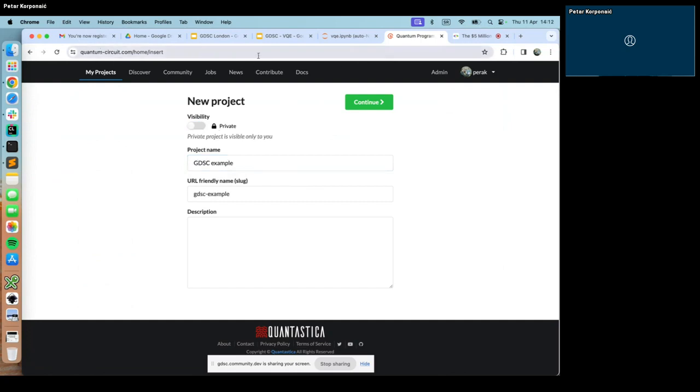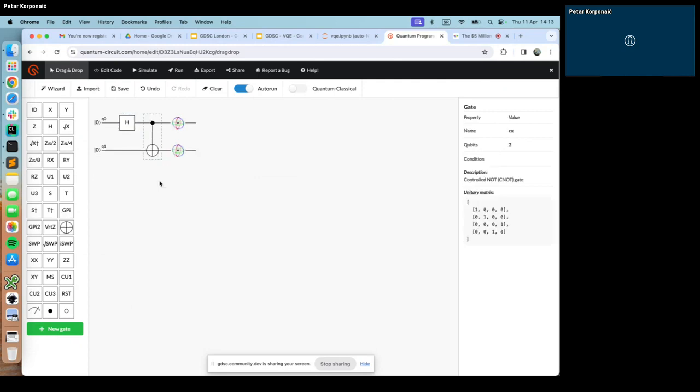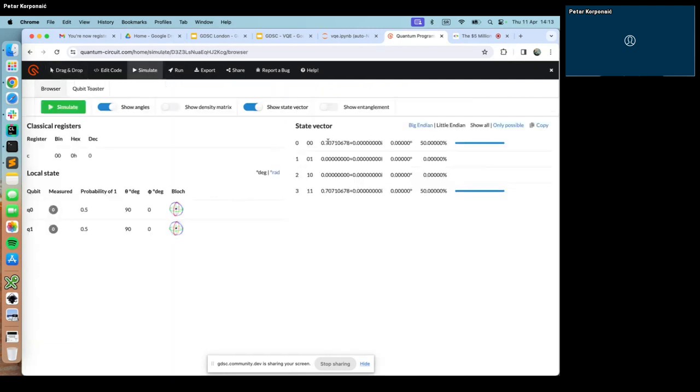I'm using Quantum Programming Studio. This is a free tool, on quantumcircuit.com. It is completely free. You can register and use it. In this tool, you can drag and drop quantum gates from the toolbar into the editor. You can add measurement, and then you can execute that code, and we can see the state vector outcome: 0, 0 with 50% probability, and outcome 1, 1 with 50% probability.